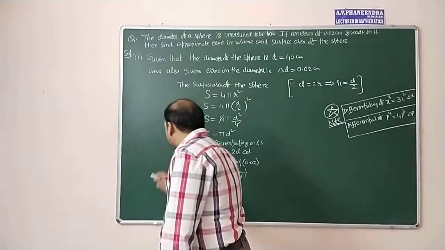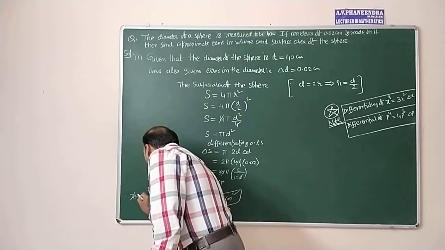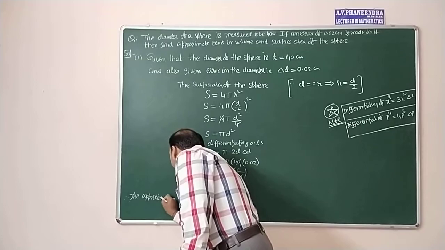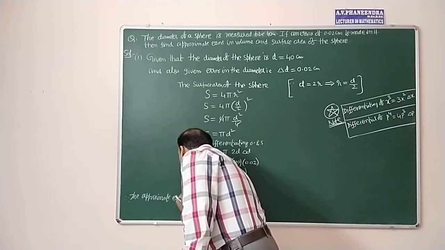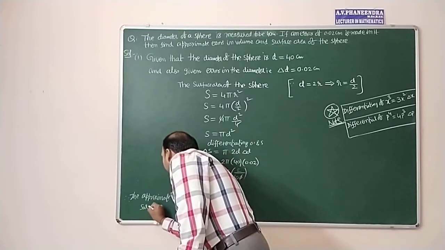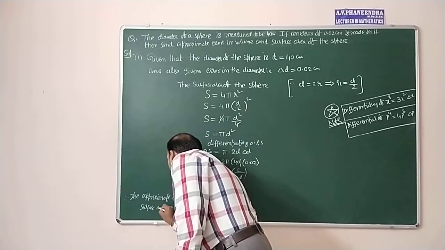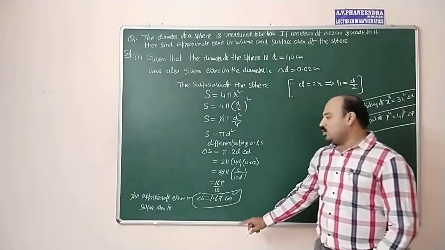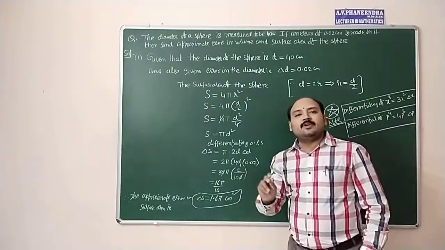Therefore the approximate error in surface area is delta S is equal to 1.6 pi centimeter square.